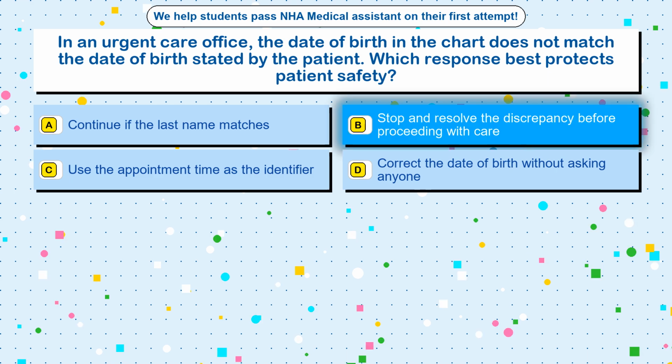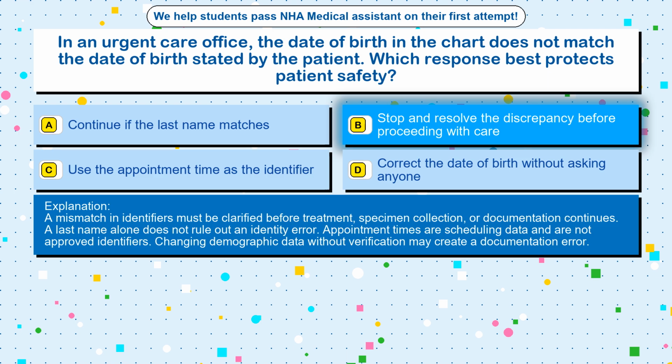The correct answer is option B. Stop and resolve the discrepancy before proceeding with care. A mismatch in identifiers must be clarified before treatment, specimen collection, or documentation continues. A last name alone does not rule out an identity error. Appointment times are scheduling data and are not approved identifiers. Changing demographic data without verification may create a documentation error.